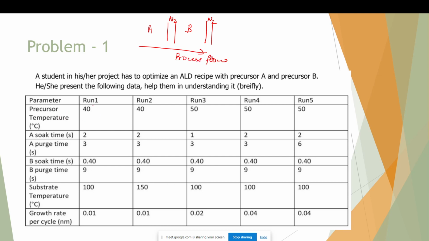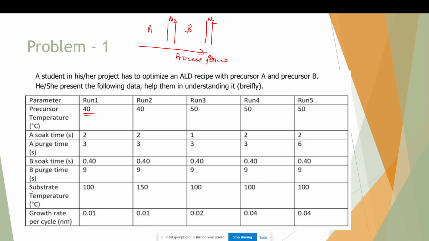So here, in run 1, the first precursor temperature they have given as 40 degrees Celsius, and then the time is 2 seconds. So A will be sent in the chamber at 40 degrees Celsius for 2 seconds, and then we will have a nitrogen purge time of 3 seconds. Then the next precursor B will come for 0.4 seconds, and then the B purge time will be 9 seconds.